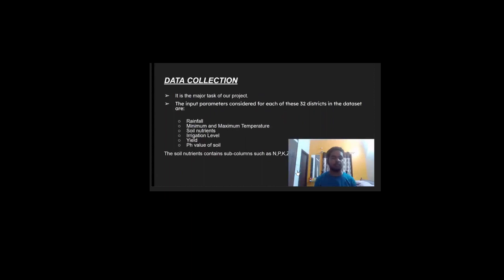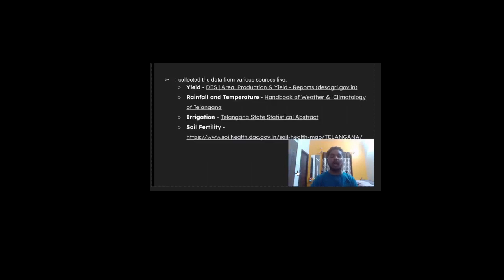So now let us talk about data collection. It is one of the major tasks of our project. I have chosen these input parameters for 32 districts of Telangana. The input parameters are rainfall, minimum and maximum temperature, soil nutrients, irrigation value, yield, and pH value of soil. I have collected the data from various sources as mentioned here. All these sources are provided by the government.